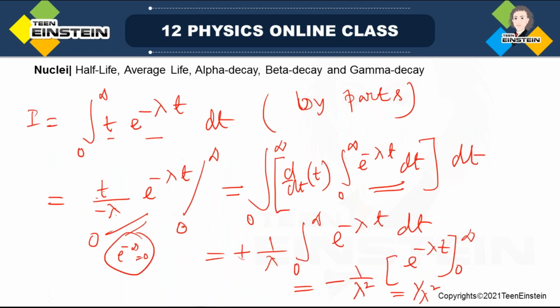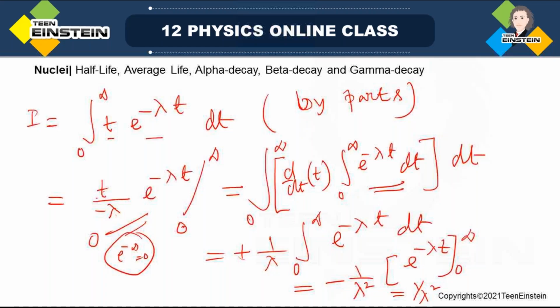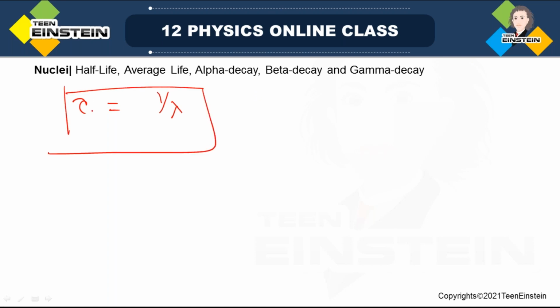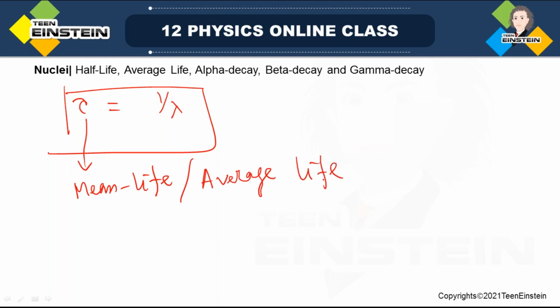So this is the relationship between mean lifetime and decay constant. What is the relationship? We get tau is equal to 1 by lambda. This is the mean lifetime. So mean lifetime is actually tau. Mean life, or sometimes it is written as average life. So this is about average life and mean life.